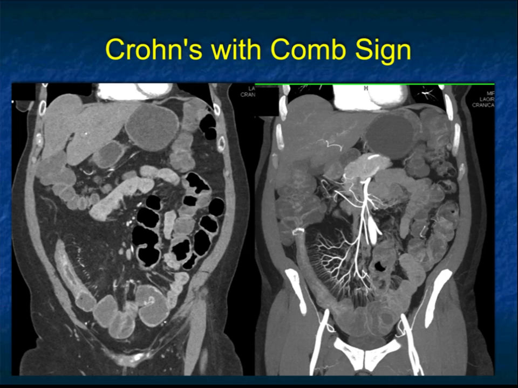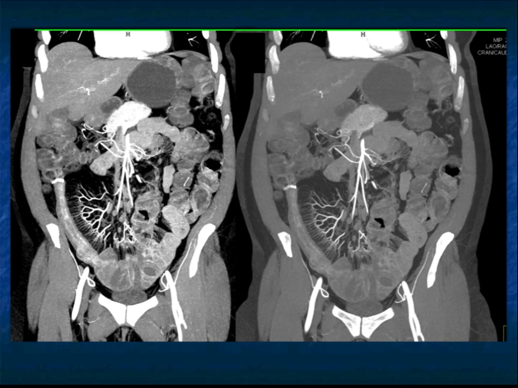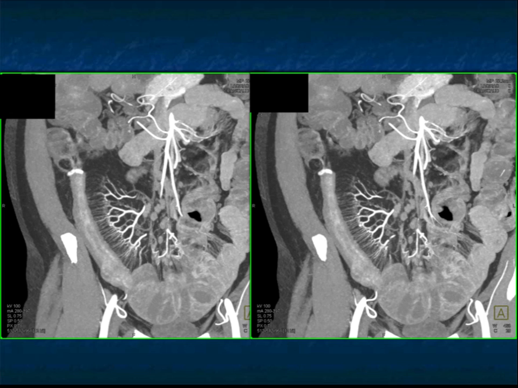Again, the importance of the arterial phase imaging. Vasa recta prominence is best seen in arterial phase, although it can truthfully be seen in the venous phase as well. Again, some nice examples of both the MIP and the volume rendering in this patient.